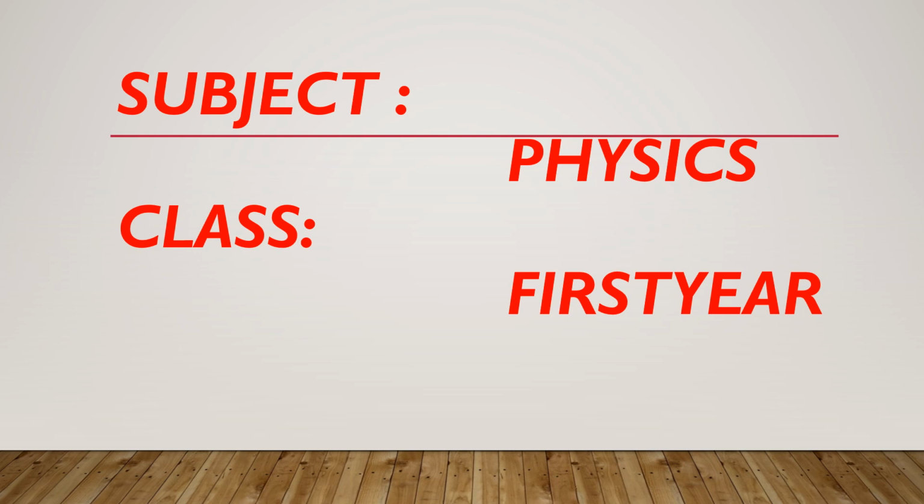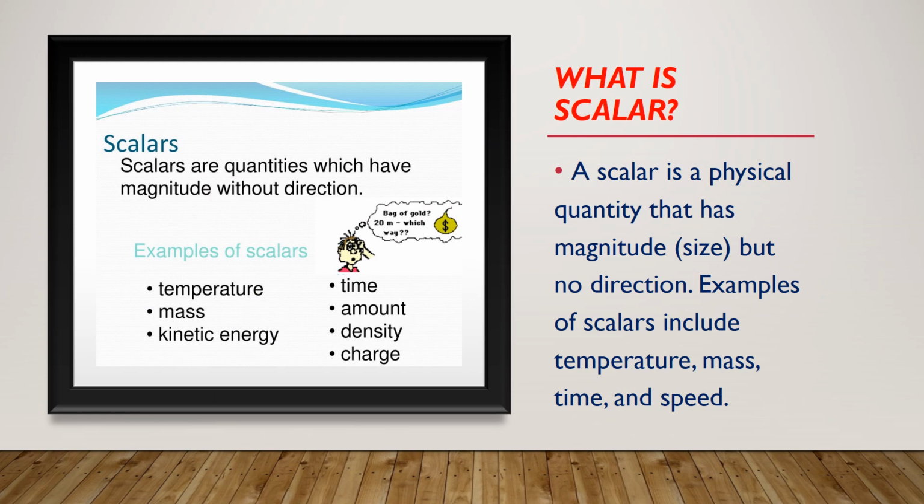Let's explore 15 questions of physics with answers. So what is a scalar? A scalar is a physical quantity that has magnitude but no direction. Examples of scalars include temperature, mass, time, and speed.